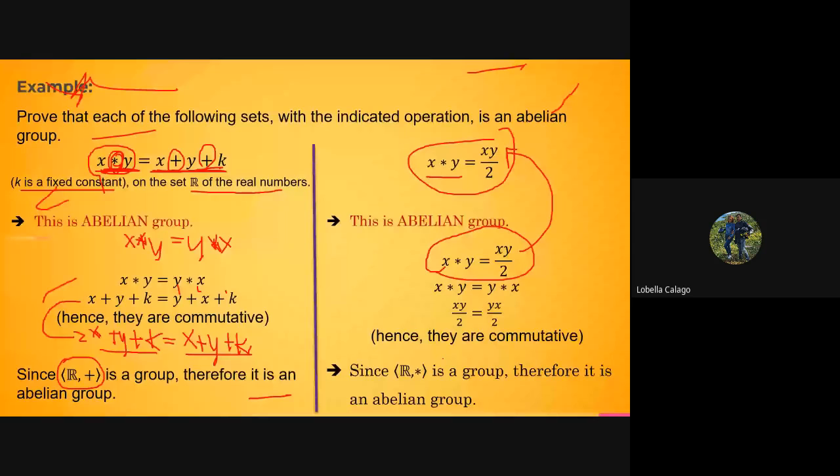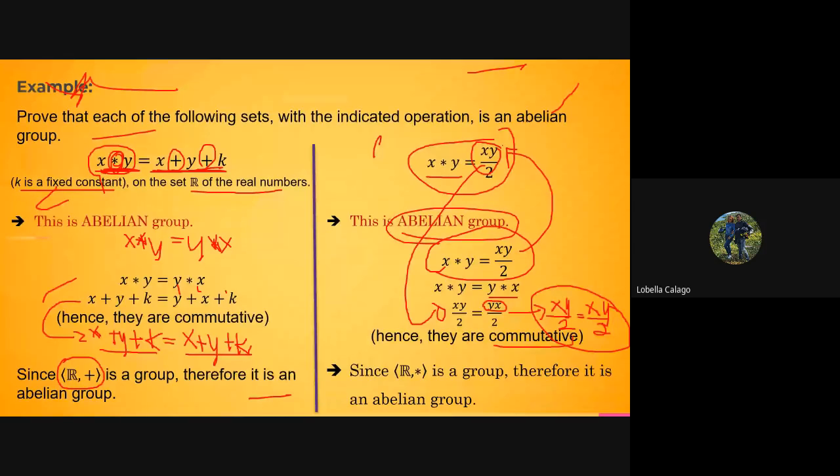And then, we just copy the format natin. So, we will copy this format. That is xy divided by 2. Since ito naman is y over x, ibig sabihin, mauuna si y sa x, and then divided by 2. Parehas lang din naman yan, answer niya. Xy divided by 2 is equals to xy divided by 2. Parehas lang po yan. So, therefore, commutative, and then, we can say that this is an abelian group.